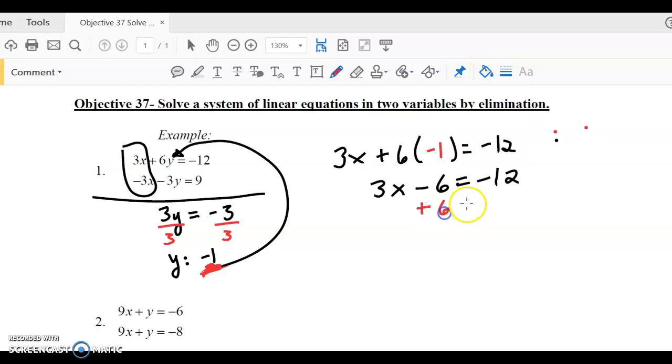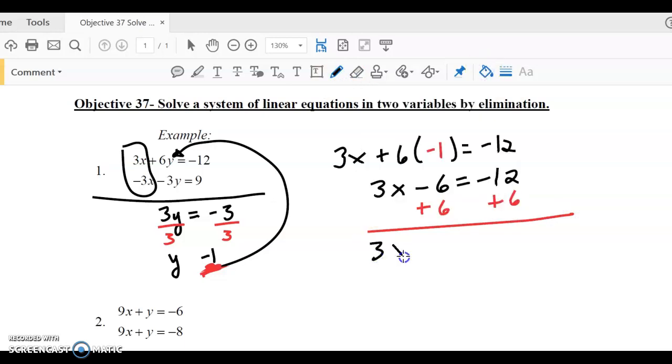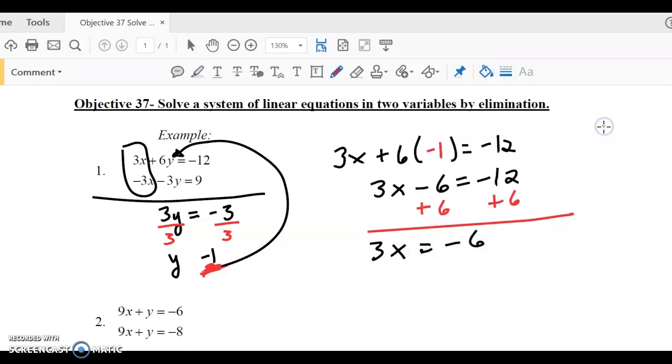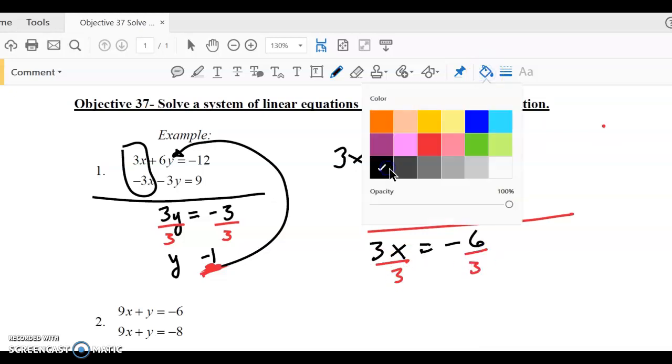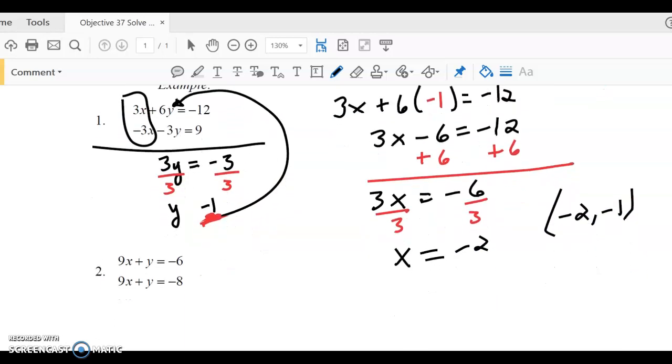Add 6. x equals negative 6. Divided by 3. x equals negative 2. So the final answer is negative 2. Let's move on to number 2.